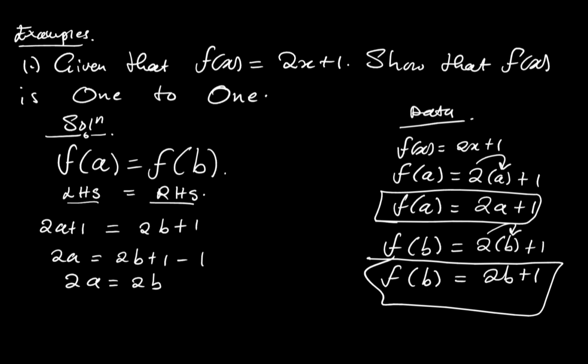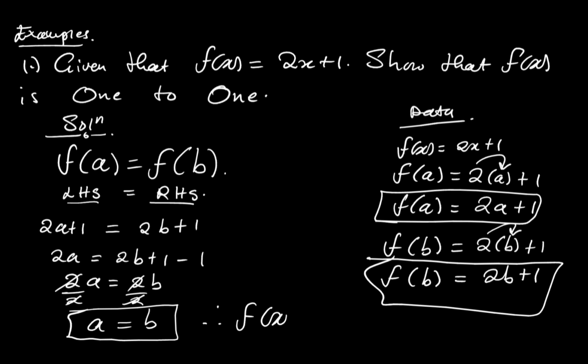Now, this can be reduced by dividing by 2 on both sides, and you reach a point where you have A being equal to B. Now, when this statement holds true, then the given function you have is literally one-to-one. So therefore, you say my f of x function is one-to-one, because the particular statement holds true. f at A is equal to f at B, and I've reached the point where A is equivalent to B.